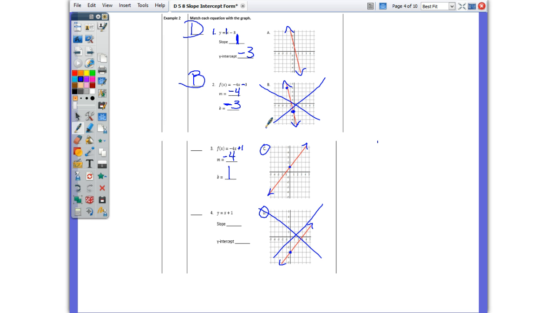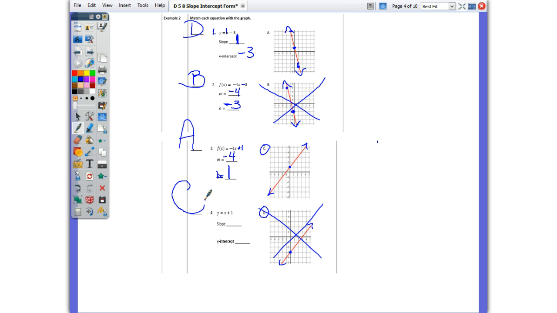Which one do we want to look at? It's got a -4 slope. Which one is negative, A or C? A. So we're hoping it's A, but let's double check. Does it go through the 1? Is the B, the y-intercept, does it go through a 1? Good. Does it have a slope of -4? Left 1, down 4. Yep. Right 1, up 4. That works.